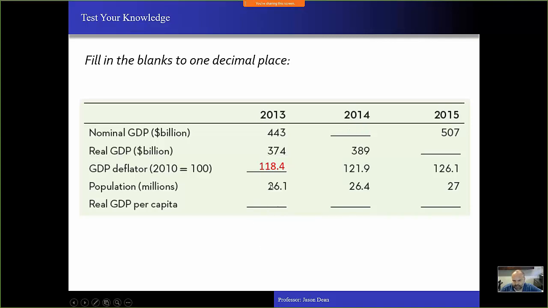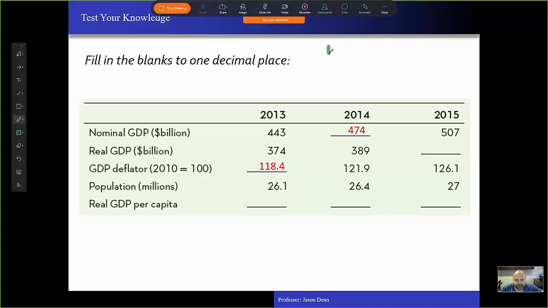We'll go back to that in a sec, because the way this animation is done is that we look at this number next. So if the GDP deflator is 121.9 and the real GDP is 389, how do we get this number? Okay, so yeah, it's 474. So what we do is we know that the GDP deflator is nominal.